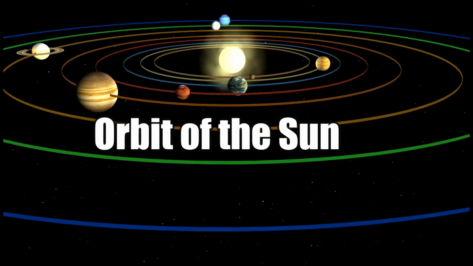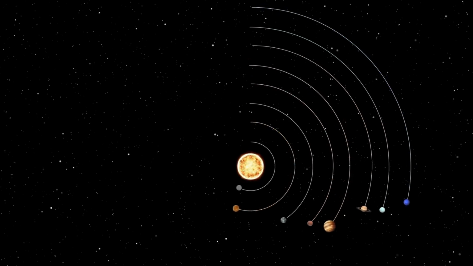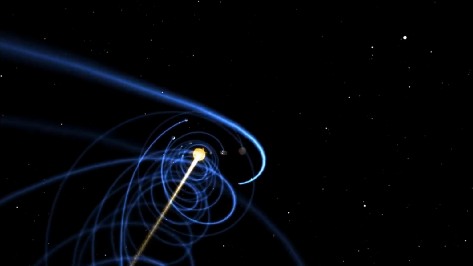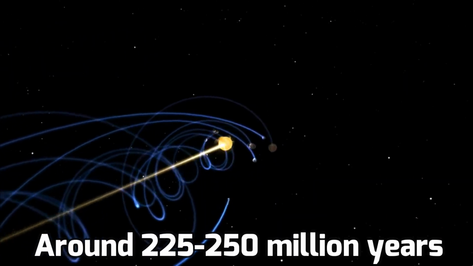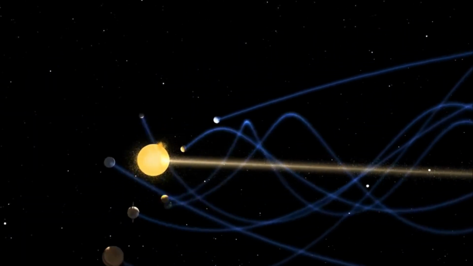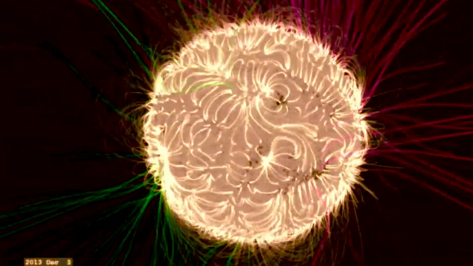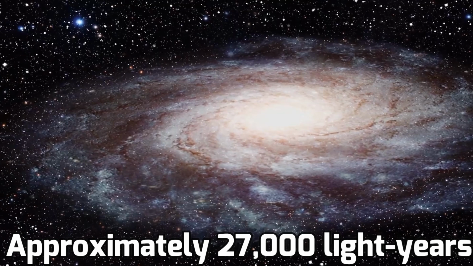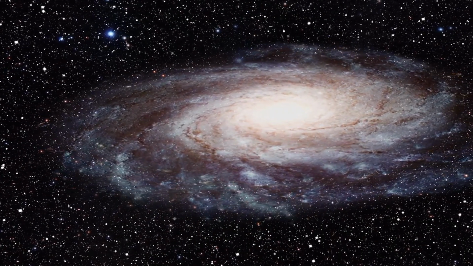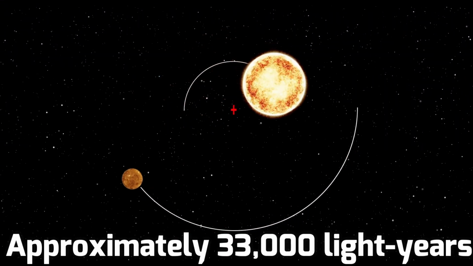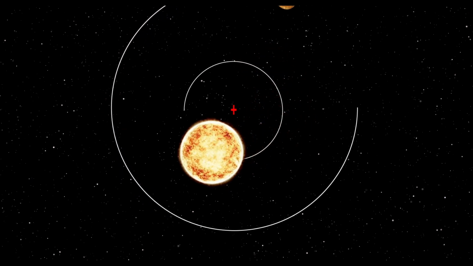Orbit of the Sun. The Sun, like all stars in the Milky Way, revolves around the galaxy's core. One orbit of the Sun takes around 225 to 250 million years. The Sun's orbit is not round. It is elliptical, which means that the distance between the Sun and the galaxy's center fluctuates with time. The Sun is approximately 27,000 light-years from the center of the galaxy at its closest point, and approximately 33,000 light-years from the center at its furthest point.